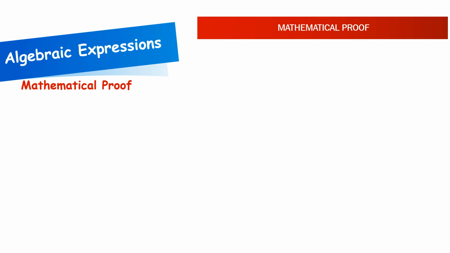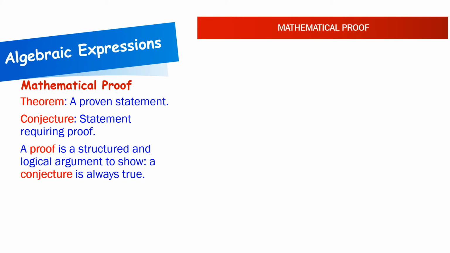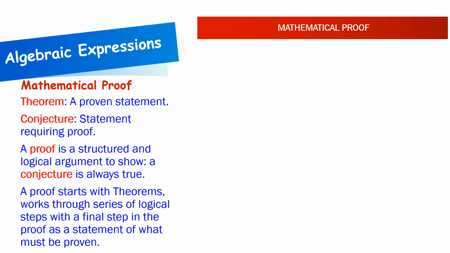Let's begin with some vocabulary. A theorem is a proven statement, and a conjecture is a statement which requires proof. Now, a proof is a structured and logical argument to show a conjecture is always true. A proof will start with theorems, work through a series of logical steps, with a final step in the proof as a statement of what must be proven.